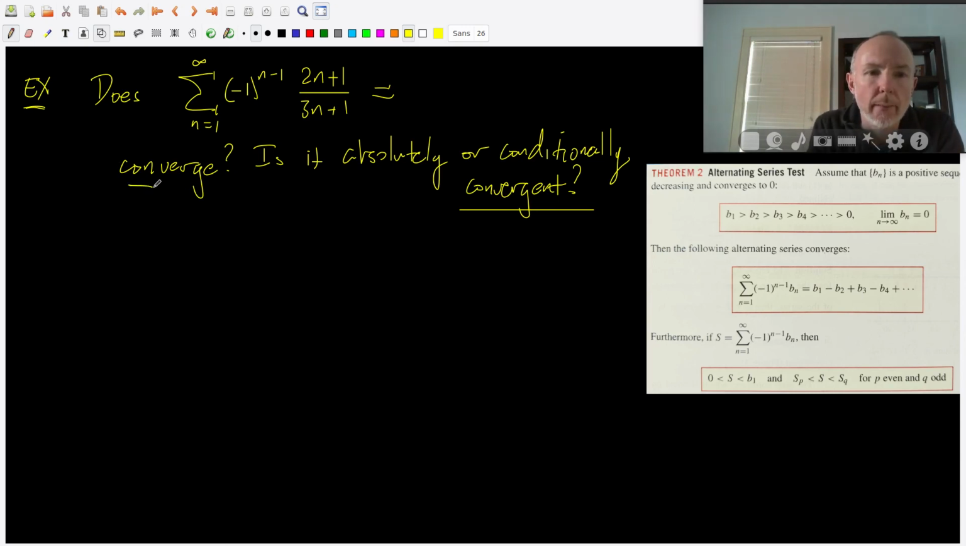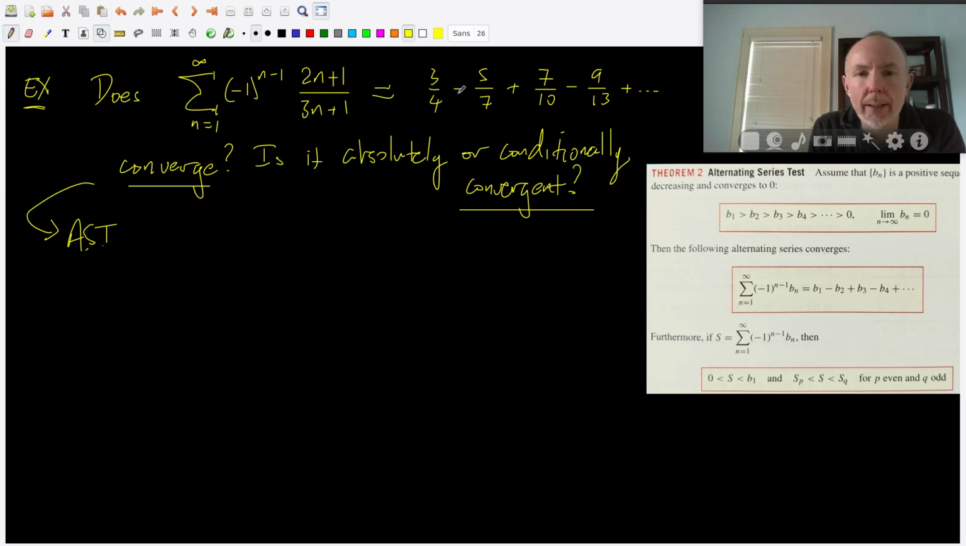All right, so let's do another one with the alternating series test here. We're going to ask whether this converges, which means we're going to use the alternating series test, right? We want to know whether this alternating series converges, and it definitely is. Think about the first term. You plug in n equals 1, you get 3 over 4. We get a bunch of terms that look like this. And so it's alternating because of this minus 1 to the power of n minus 1.